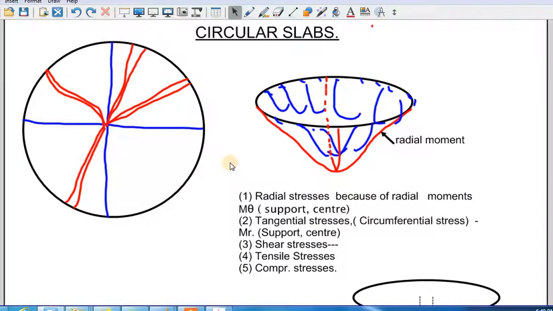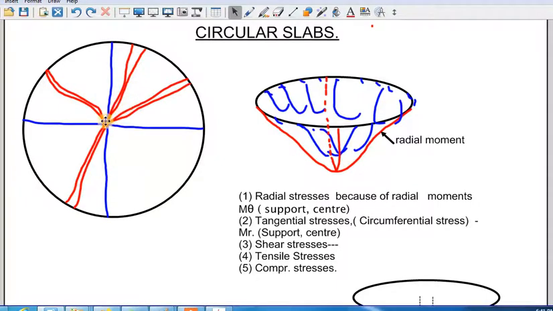Let us take the case of a circular slab like this. Let us see what stresses are mainly involved in it, what type of moments, and how it behaves and bends. As you can see here, these blue color lines, one such case is that the slab might bend in perpendicular directions like this, in a radial direction, and this will create a moment. It is called the radial moment.